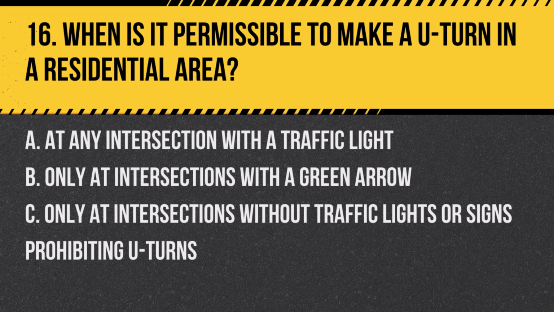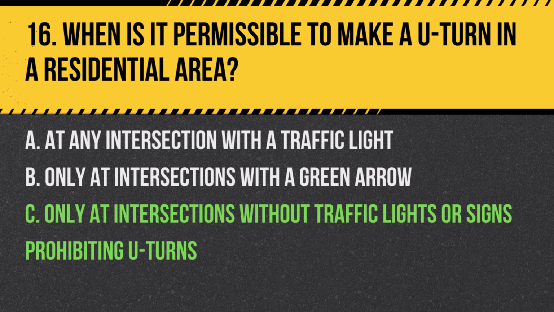Question 16. When is it permissible to make a U-turn in a residential area? A. At any intersection with a traffic light. B. Only at intersections with a green arrow. C. Only at intersections without traffic lights or signs prohibiting U-turns. Answer. C. Only at intersections without traffic lights or signs prohibiting U-turns.